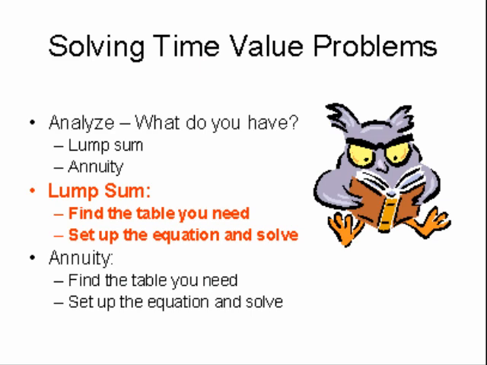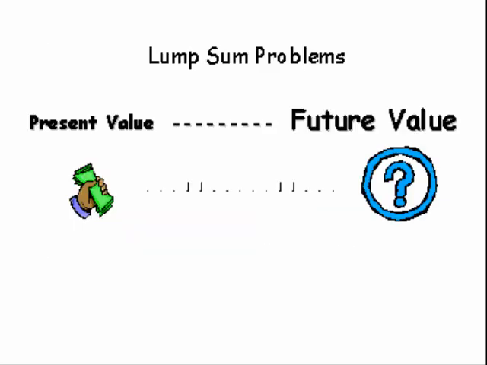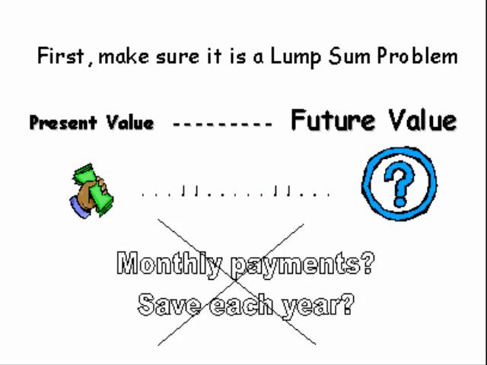Today we're going to solve lump sum problems. Lump sum problems have an amount at the beginning and an amount at the end and nothing going on in between except for interest is accumulating. If when you read your word problem you see monthly payments or save each year, you have an annuity problem and you need a different technique.